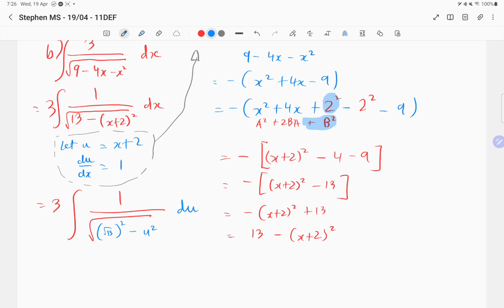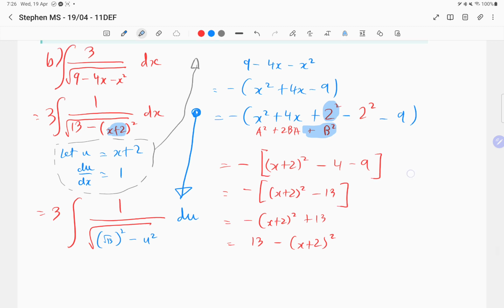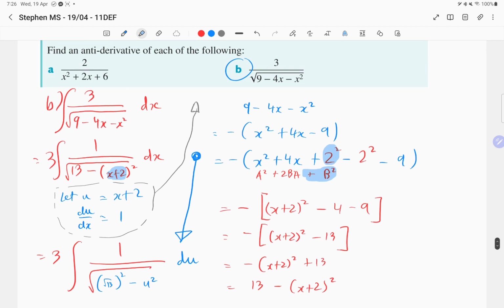Does that make sense? The hardest part is the jump from here to here. You need to make sure you understand that when you substitute u in here, du over dx is simply just 1, which means you can change from dx to du straight away.